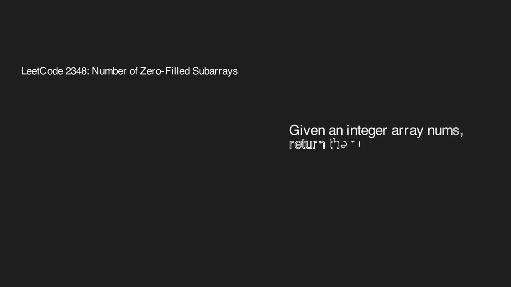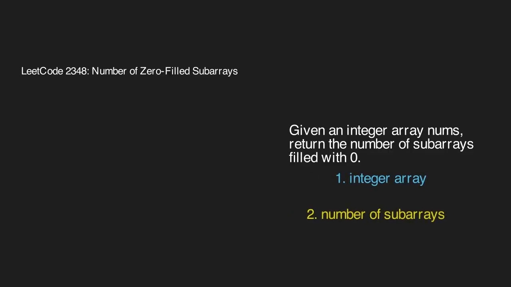We are tackling LeetCode problem 2348, titled Number of Zero-Filled Subarrays. The problem statement is straightforward. We are given an integer array named nums, and our task is to calculate and return the total number of subarrays that consist entirely of zeros. Let's break down exactly what this means before we jump into the solution.